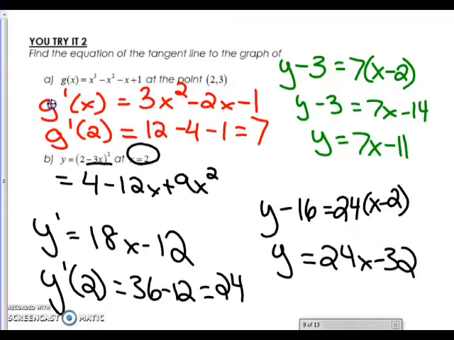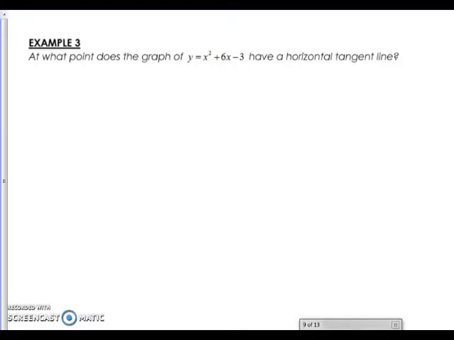Alright, so the next one says, at what point does the graph y equals x squared plus 6x minus 3 have a horizontal tangent line? So let's just think about what that means in words. Horizontal is a y equals line, right? Tangent line, we know, is code for derivative. So basically what this is asking is, you want to take your derivative, because that's the tangent line, and a horizontal line. What slope does a horizontal line have? 0. So really it's saying, when is your derivative going to be 0?